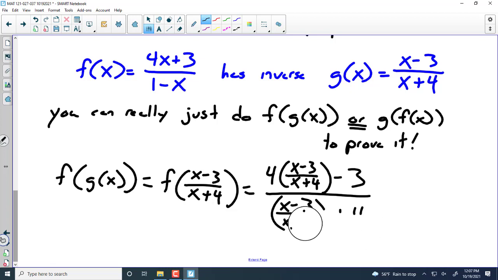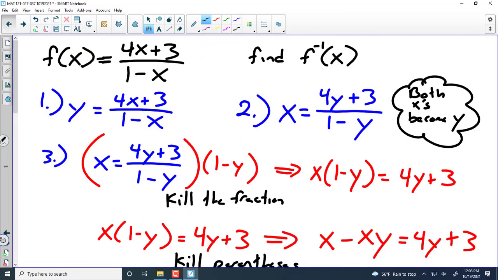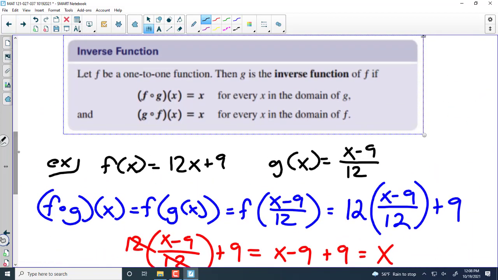Am I doing that wrong? Sorry. What is that supposed to simplify to? Anyone? When you're proving inverses, it's supposed to simplify to the same thing every time. That's okay, we just learned it. If you have an inverse and you compose them, what is it supposed to simplify down to? X. Just x. That's how you make sure it's an inverse.